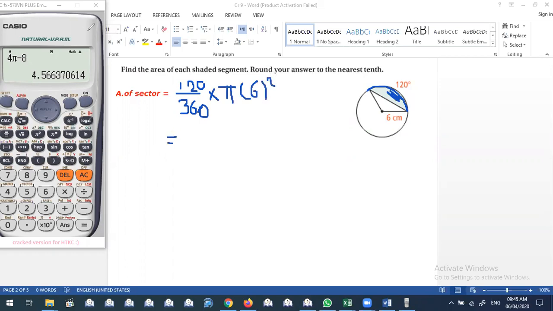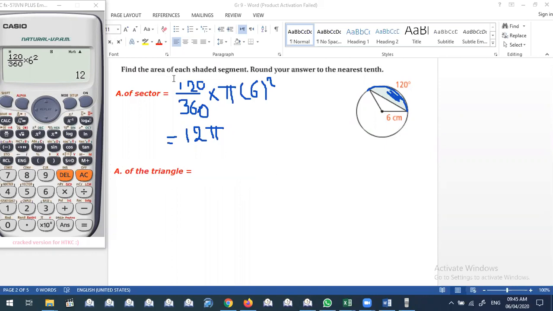So it equals 120 over 360 times 6 power 2. The final answer is 12. Don't forget pi. This is the area of the sector. After that, find the area of the triangle. If you have a right angle, you can use half times base times height.